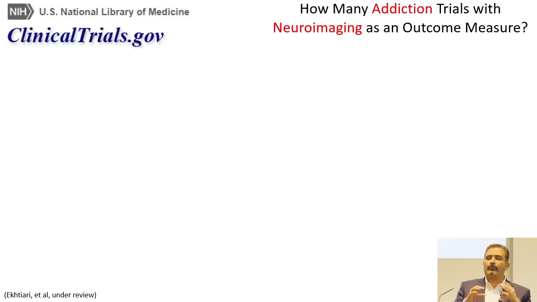any estimate how many trials we have that have fMRI or neuroimaging as one of their outcome measures? 3? A lot, like 10, 20, 2,000? Number-wise?